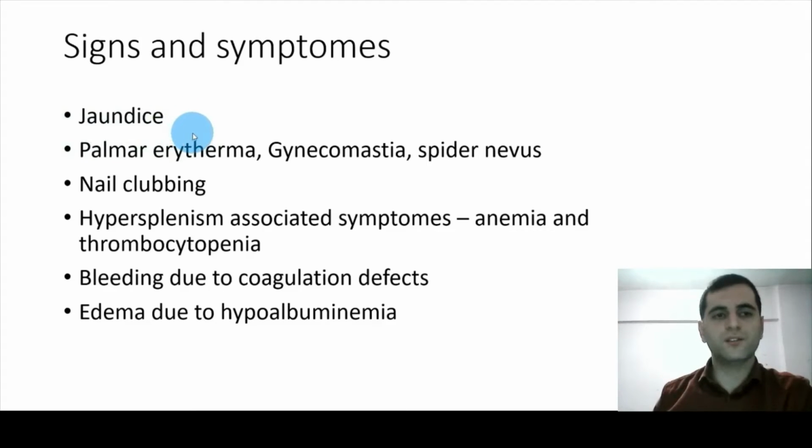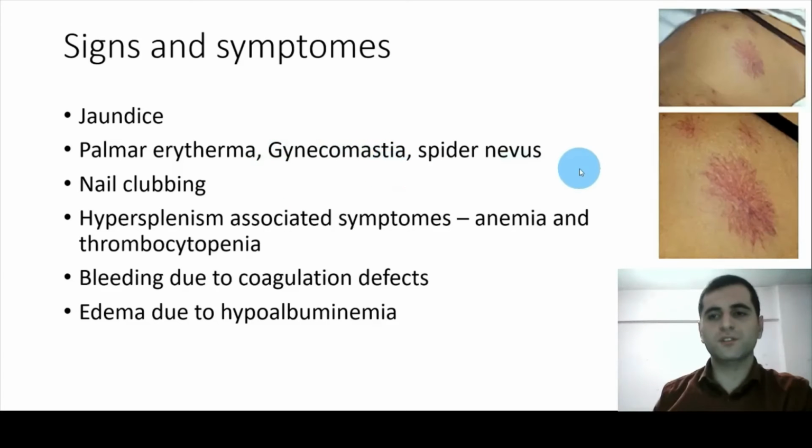Palmar erythema is the condition where the patient's palms get red. And gynecomastia is when males have large breasts. Both of these symptoms are associated with increased estrogen, because estrogen is metabolized in the liver, and when the liver does not function properly, the estrogen can't be metabolized, so its level increases, and males also develop female-like breasts.